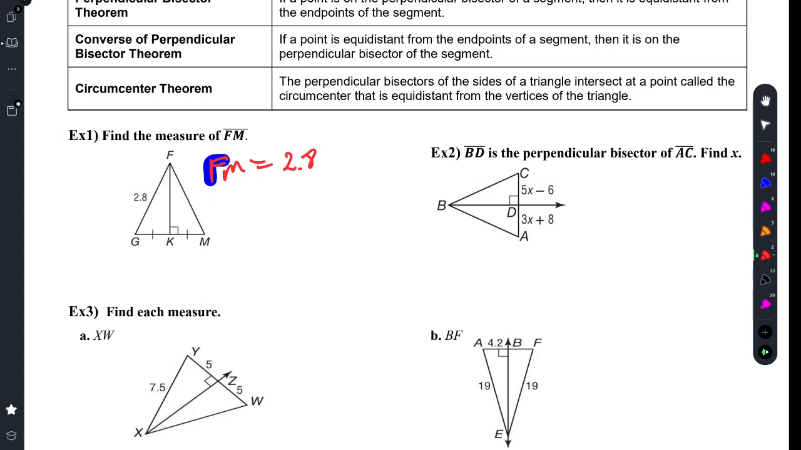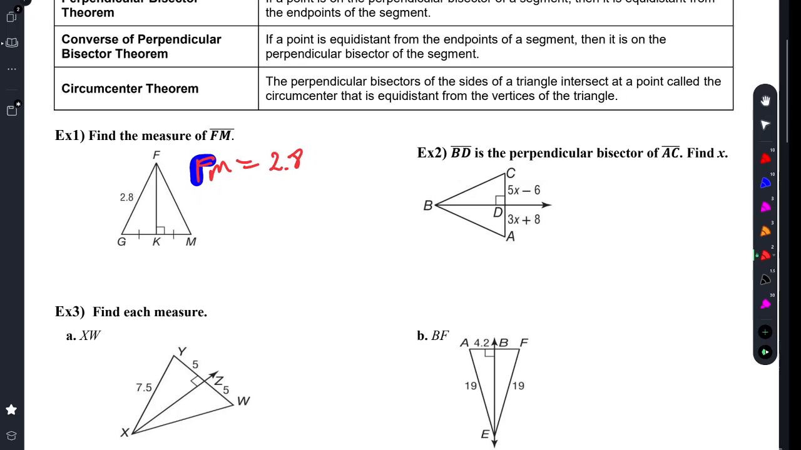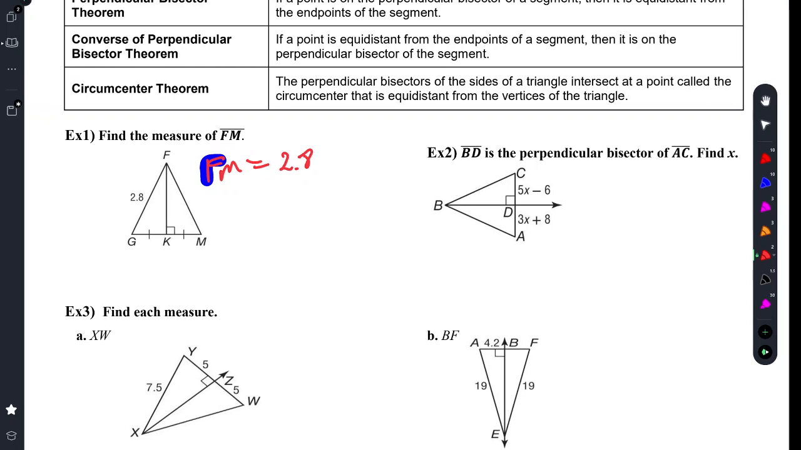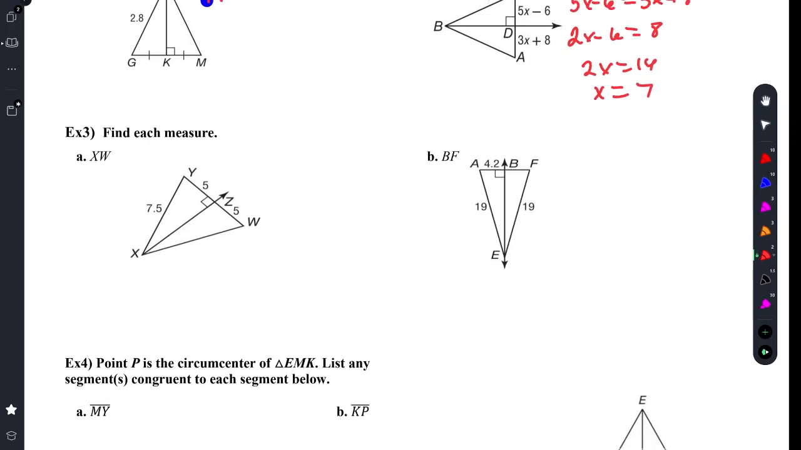All right, letter B. BD is the perpendicular bisector, right? So you would then know that BA must be equal to BC, but what else is true about CD and AD? If it's a perpendicular bisector, that must be equal. So 5x minus 6 must be equal to 3x plus 8, yeah? So we get 2x minus 6 equals 8. So we get 2x equals 14. So x is 7. Done. Easy?